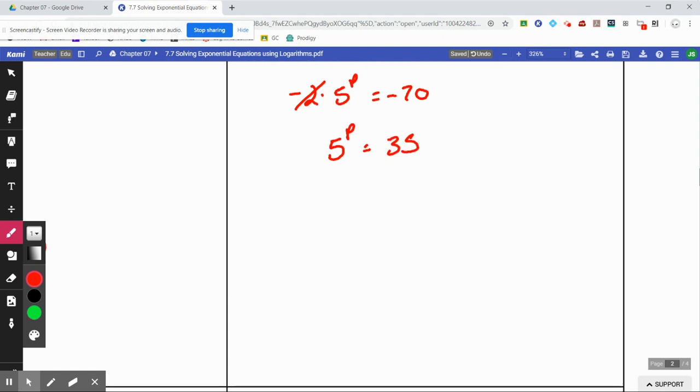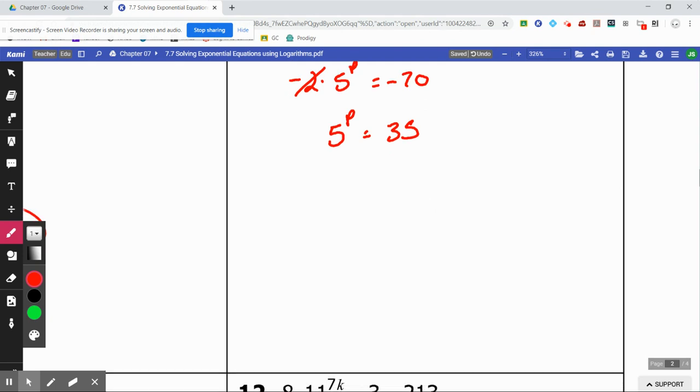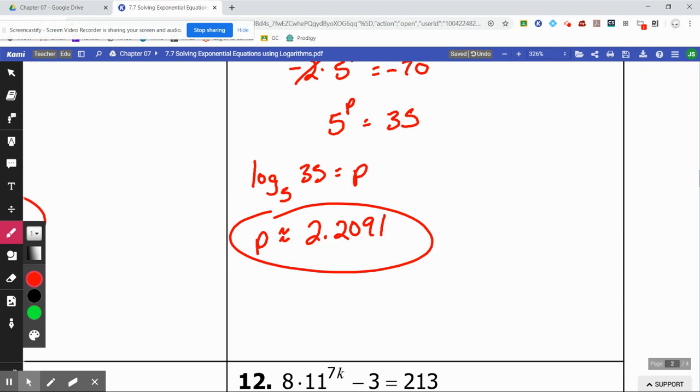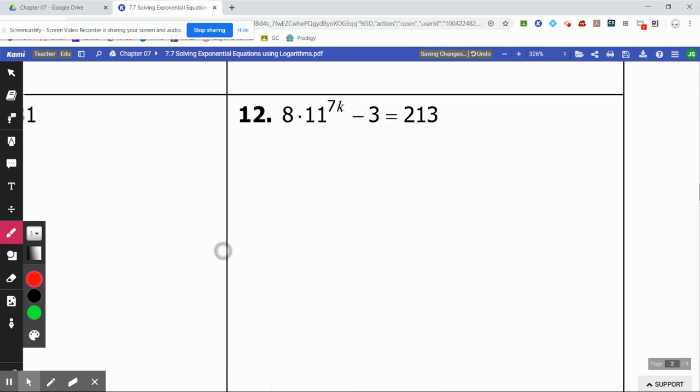A lot of people would make the mistake here by putting 7. That is incorrect. That's 5 times 7 is 35, but you're saying 5 to what power? So we're going to do the log base 5 of 35 is equal to p. Then you simply type into your calculator the log of 35 divided by log of 5, which is 2.2091. That is your approximation for p.